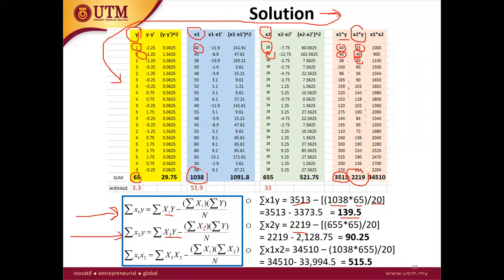Minus the sum of s2. The sum of s2 is 655. Times the sum of y. The sum of y is 65. Divide by 20, the number of samples. So you get 90.25. Okay.